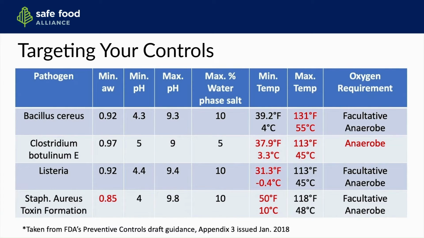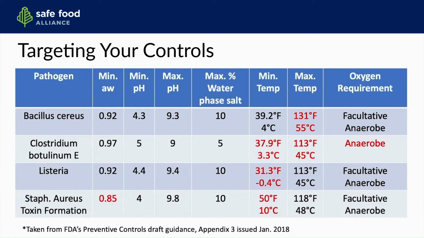Below it, we have Clostridium botulinum E. And it's interesting because the different strains of Clostridium botulinum have different properties. The non-proteolytic strains, which I believe botulinum E is, are not only able to grow under anaerobic conditions and tolerate extreme heat, but they're also able to grow at fairly low temperatures. So if you notice, the minimum temperature for growth is surprisingly low for a Clostridium botulinum, 37.9 degrees Fahrenheit. I mean, that's refrigeration temperature.